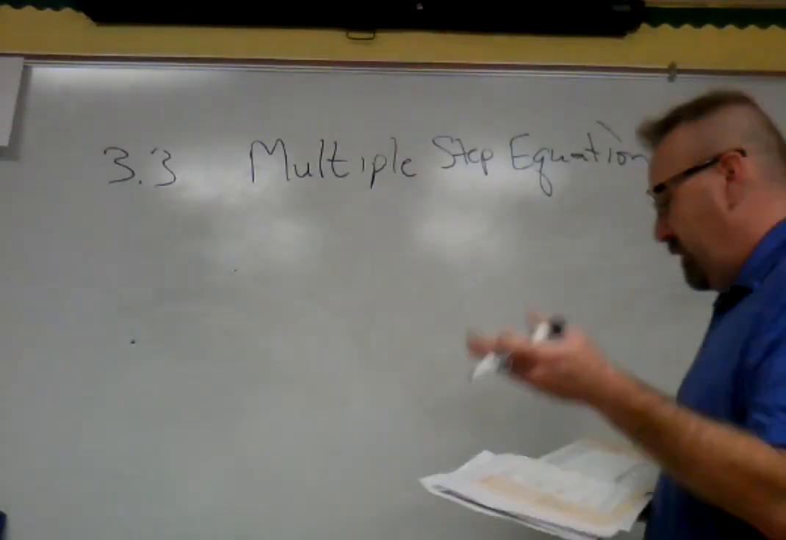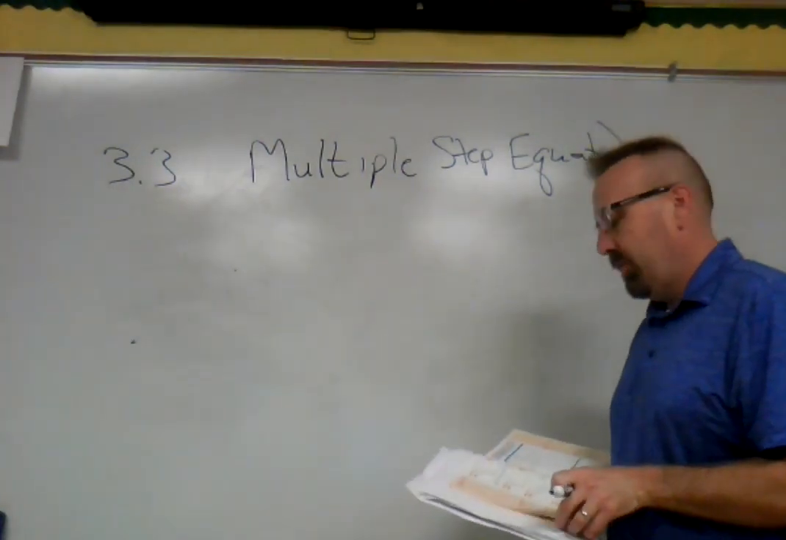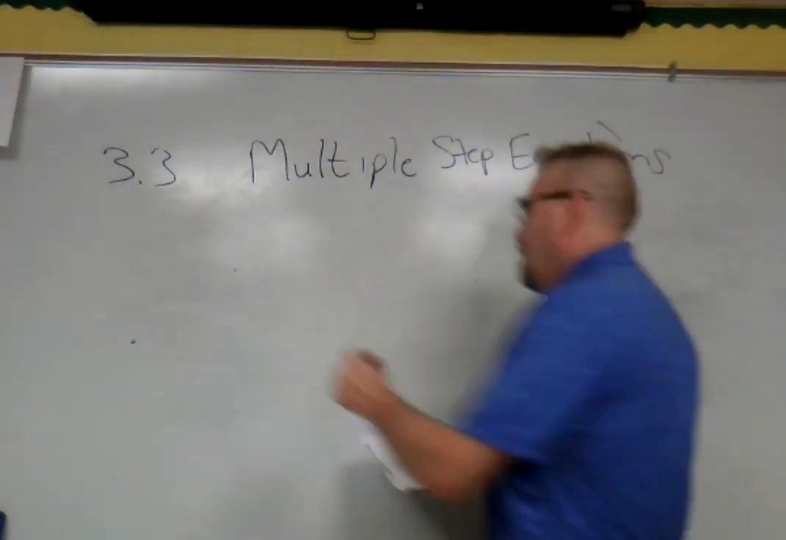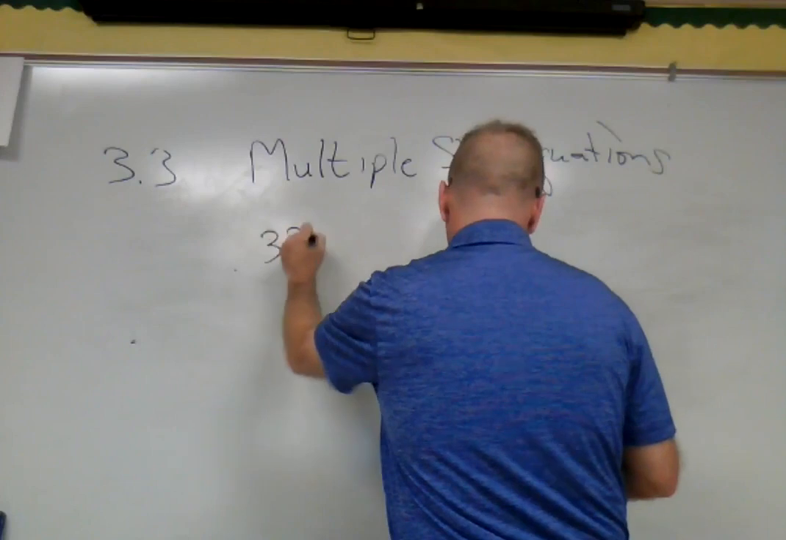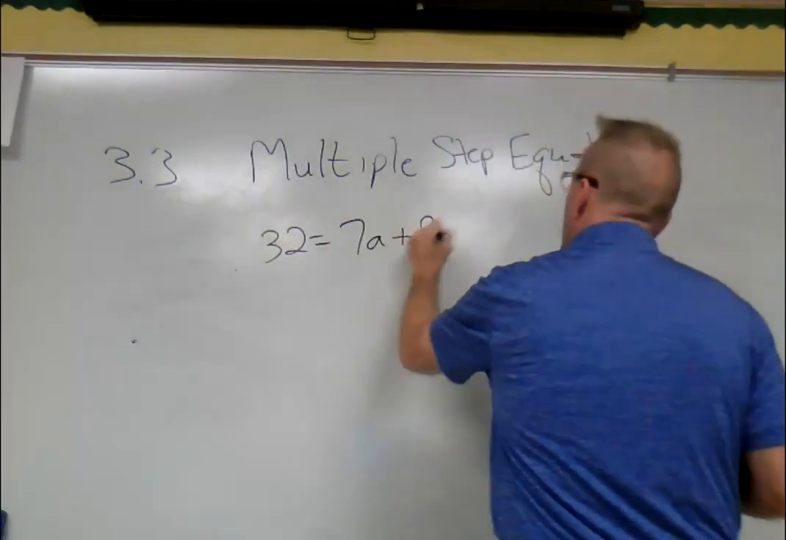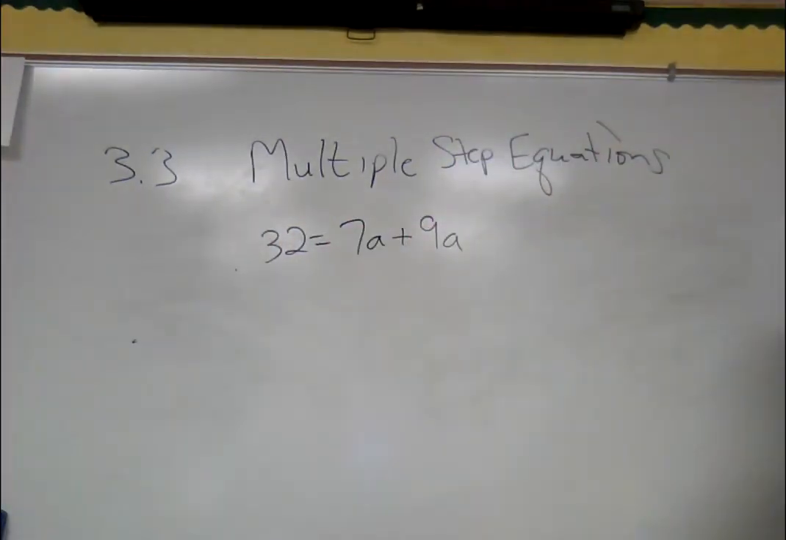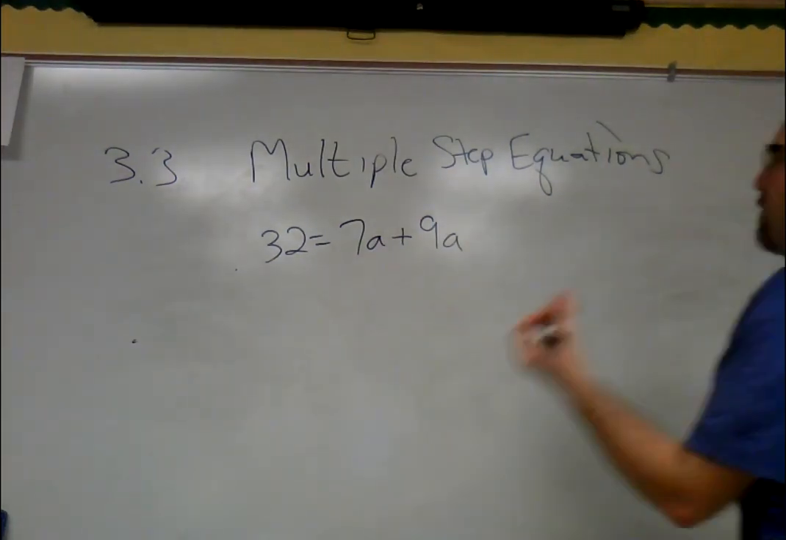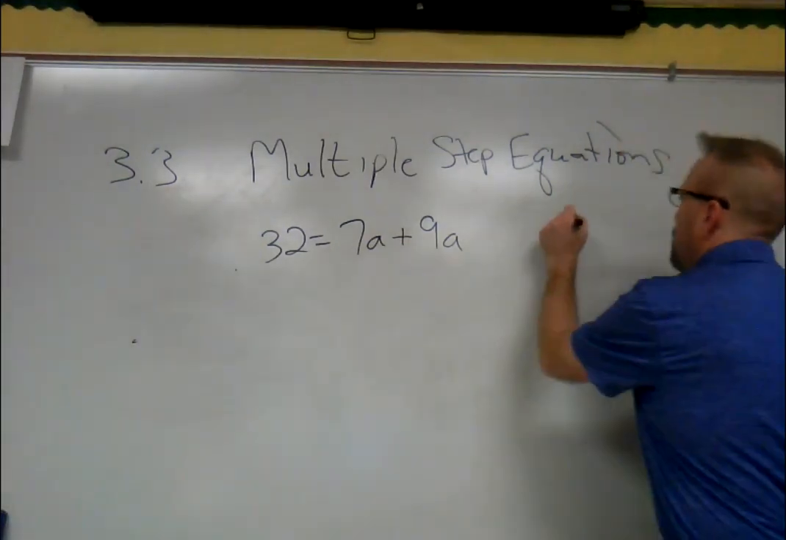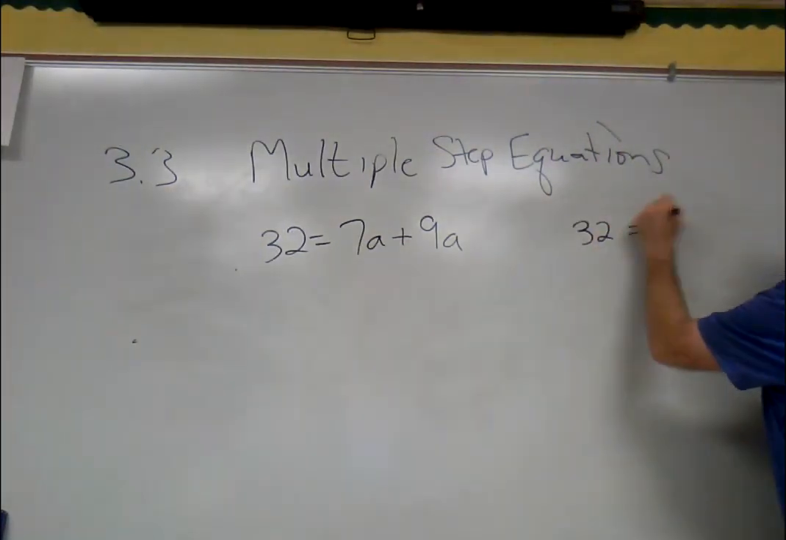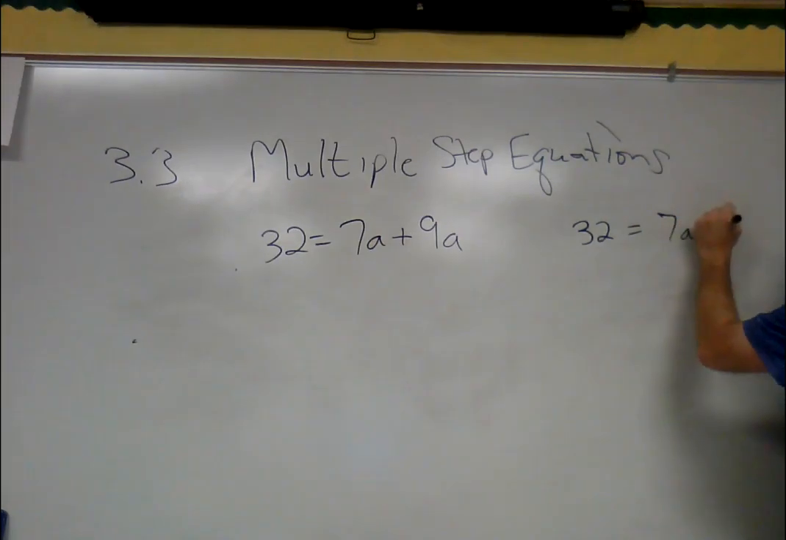So yesterday we did the first part of 3.3, we did 2 steps. So today I want to do multiple step equations where sometimes it might just be 2 steps, but sometimes we might have to do more to get where we know how to do it. So if we start with one like this, it looks different than, say, if we had this problem.